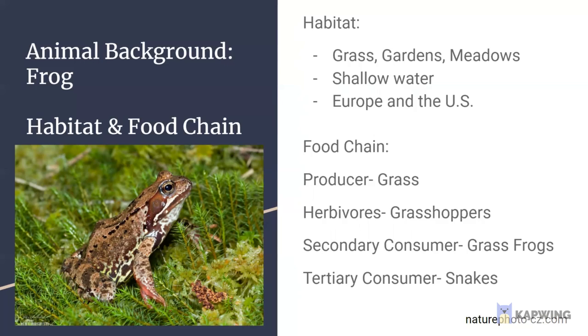For the common grass frog, it is placed as a carnivore. And in the food chain, we have producers, such as grass, herbivores, like grasshoppers, which are then consumed by grass frogs as a secondary consumer, and then tertiary consumers, which consume the grass frogs.